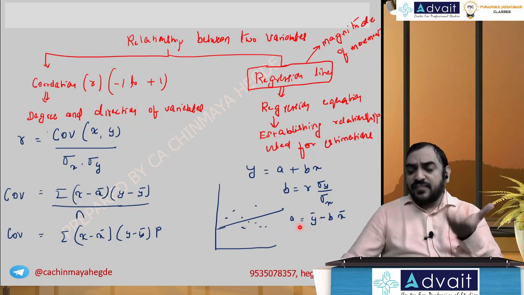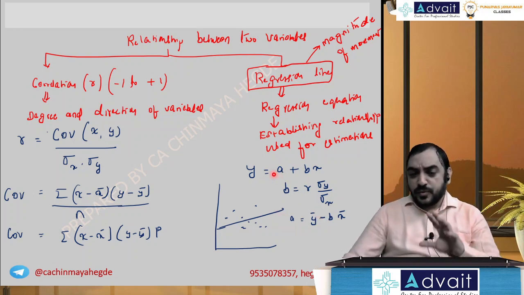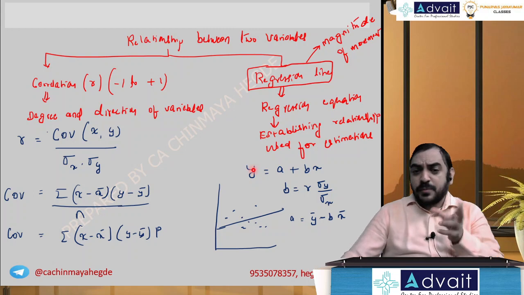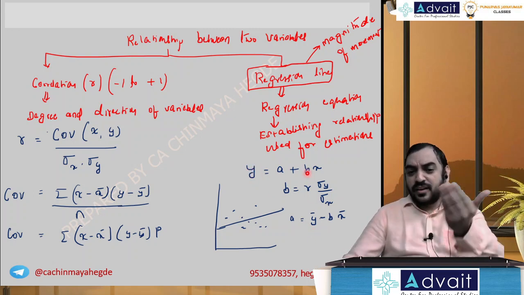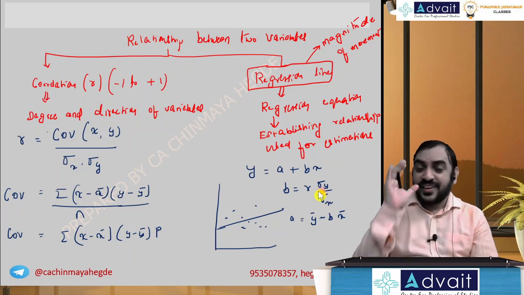And actually the a value is easy to remember. You just revise the equation. Y equal to a plus bx. You bring bx to the left side. What will happen? Y minus bx. That's the formula. Y bar minus b x bar. That's the formula for the regression line.